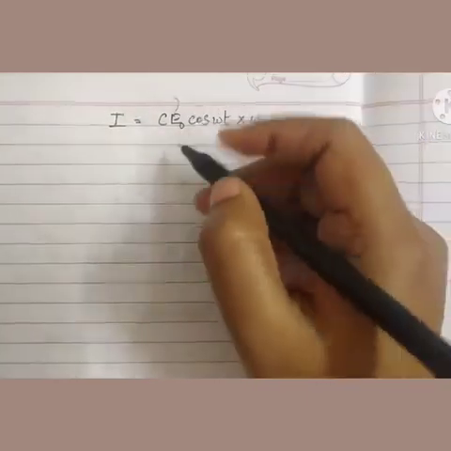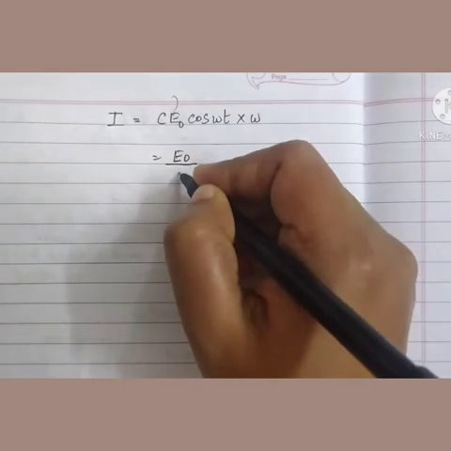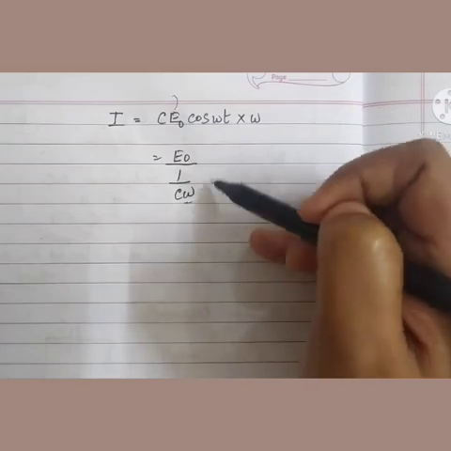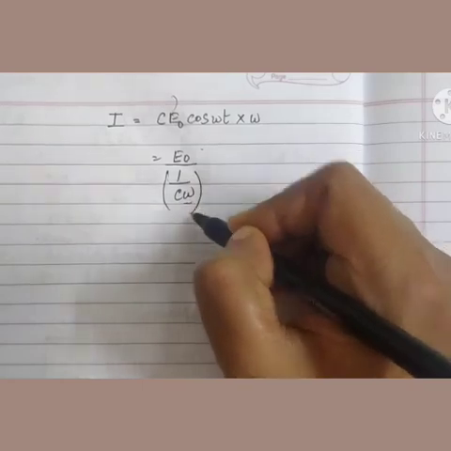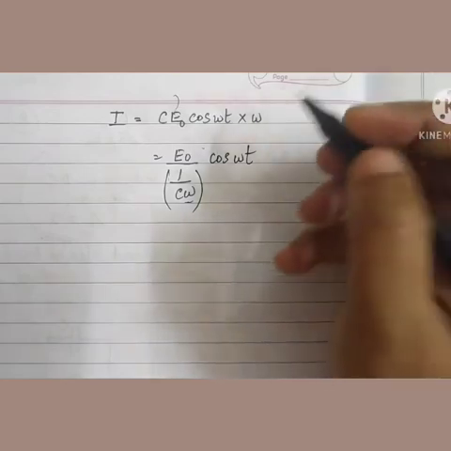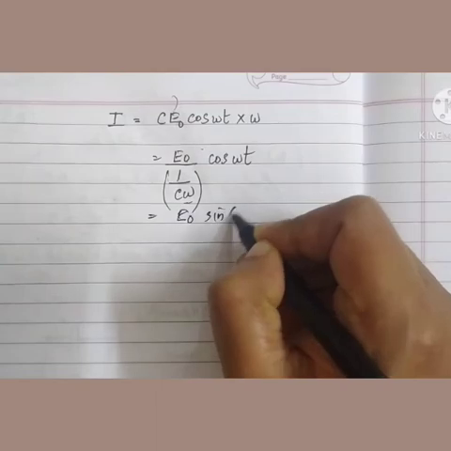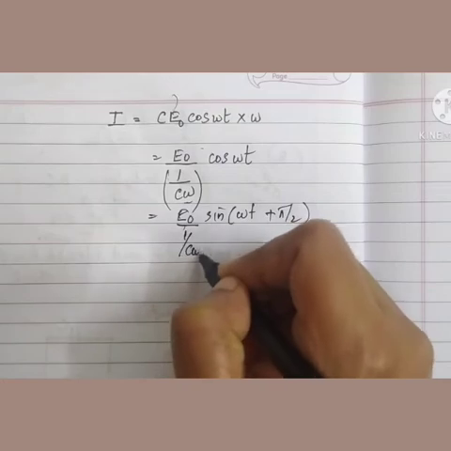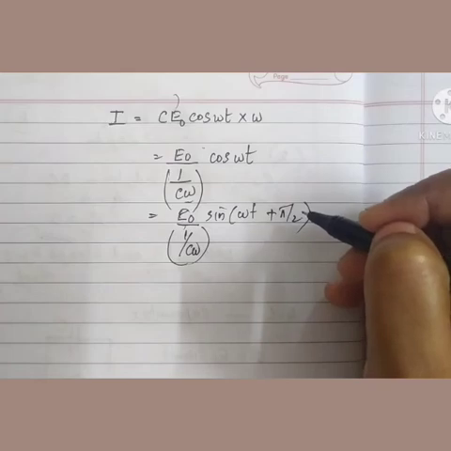Now just rearranging this expression, I can write this as E0 divided by 1 by C omega. No problem, right? When you take this C omega, it will be the same equation. So E0 divided by 1 by C omega into cos omega t. Clear? Now this cos omega t can be written as sin omega t plus pi by 2. So E0 by 1 by C omega into sin omega t plus pi by 2.